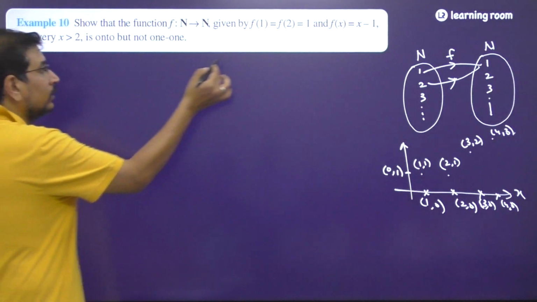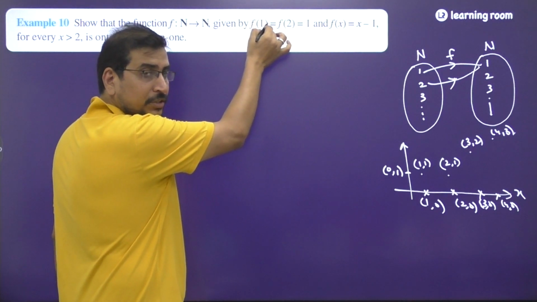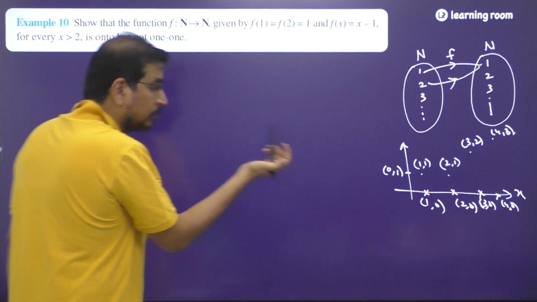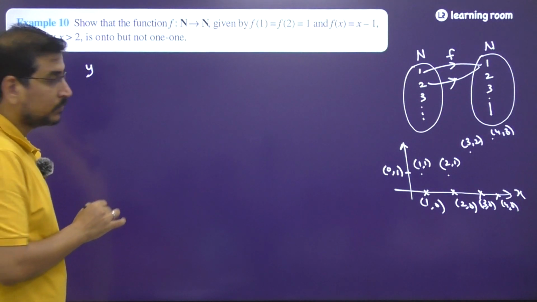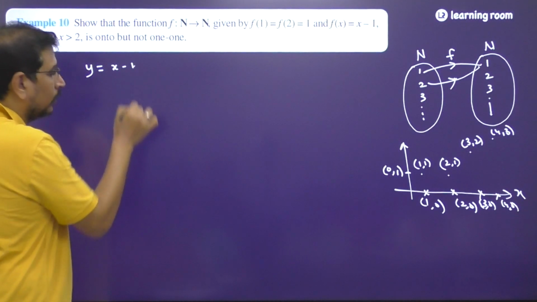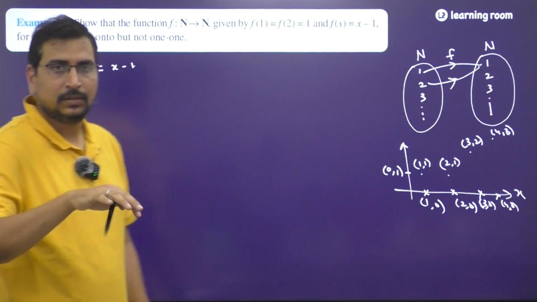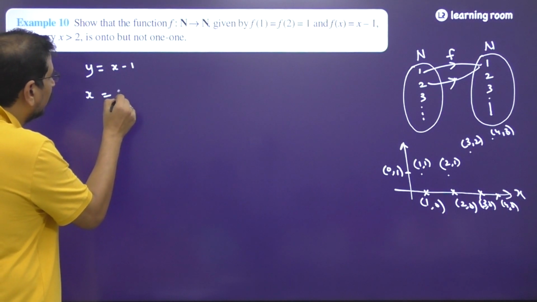What is step number 1? Should I take this into consideration? Not necessary. Right? F of x, instead of f of x, I'll write it as y. So y is equal to, simple. What is the next step? X is equal to y plus 1.